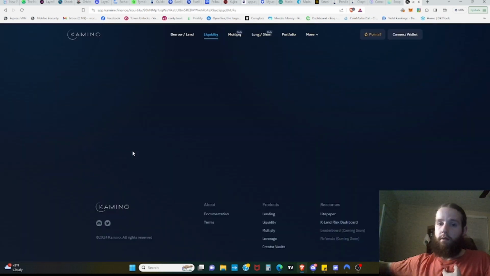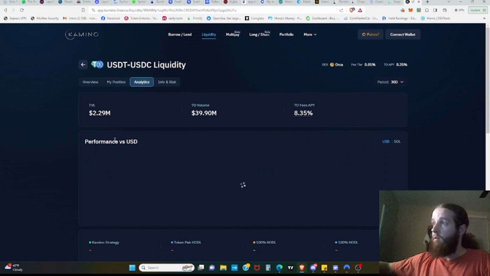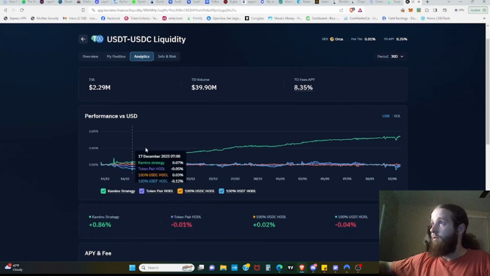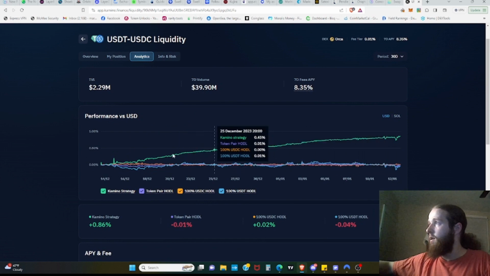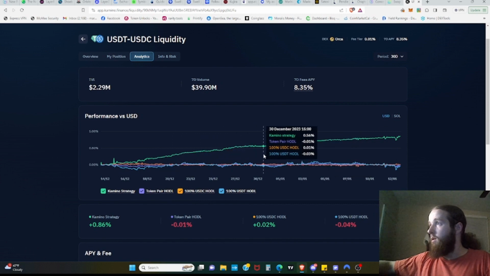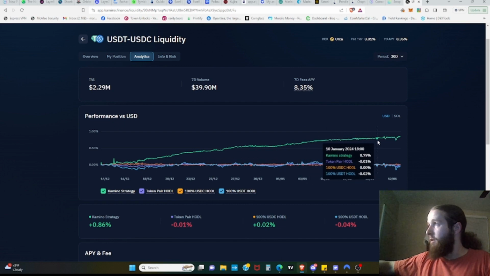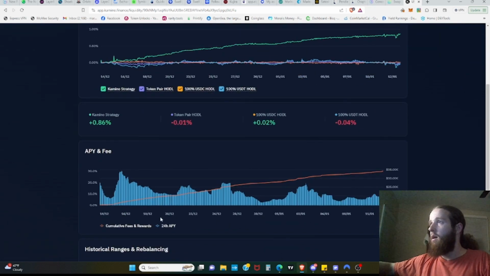Personally, I haven't tested it, but if you come in here, they have graphs. Where's the analytics? They have a graph that will show you how it performs. So if you see here, the bottom lines show you if you were just to hold the asset, and then this green line is if you're using the Kamino strategy. So as you can see over time here, the Kamino strategy continues to rise. So it seems to be a good strategy, plus 0.86% as opposed to just holding the asset, which turns out to work out pretty well for you.